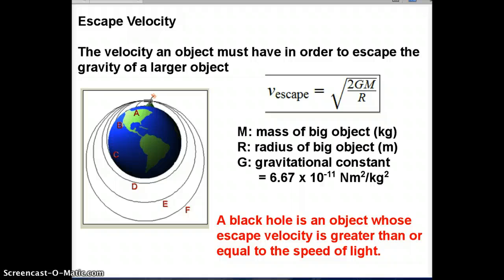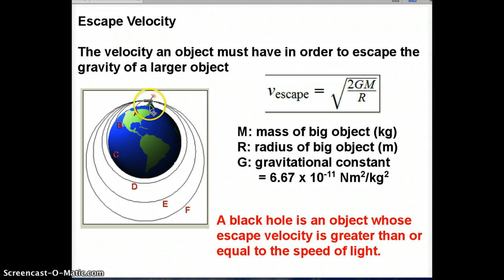Gravity is really more a function of how dense something is, how much mass there is within a certain volume. And so the radius becomes important as well. If you take the same amount of mass and cram it into a smaller space, it has more gravity. So that's what the radius is doing in here.